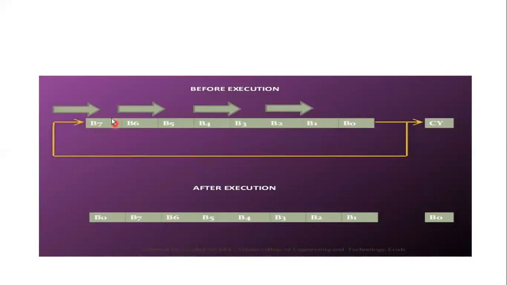So rotate right. Therefore, B0 is moved to carry. Then it comes to this position and these bits are moved. So B1 comes here, then B2, B3, B4, B5, B6, B7, and then B0.